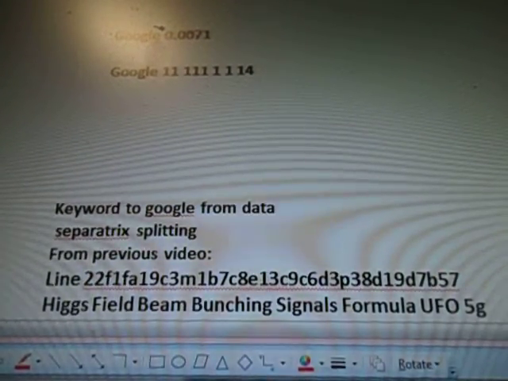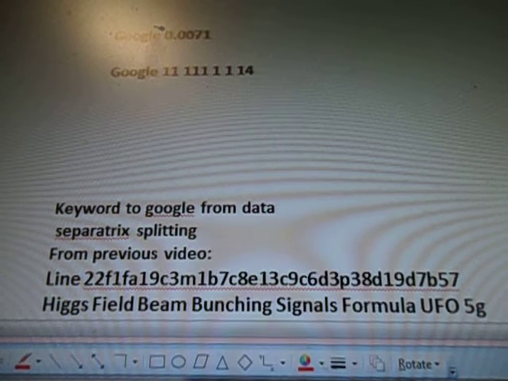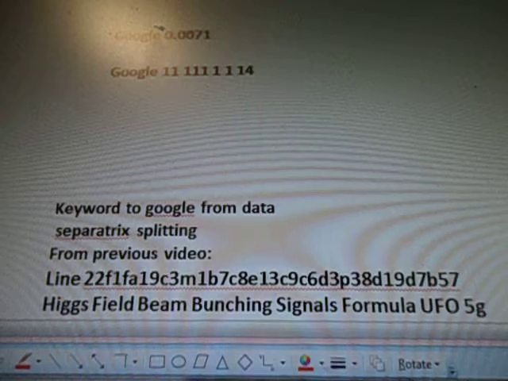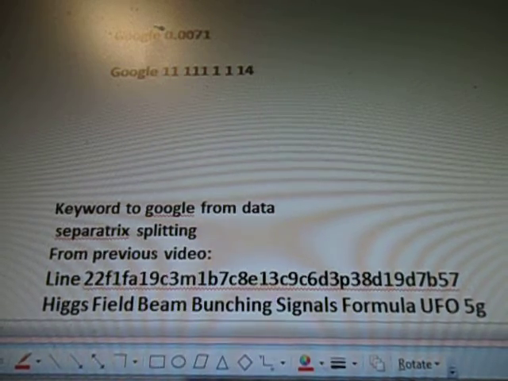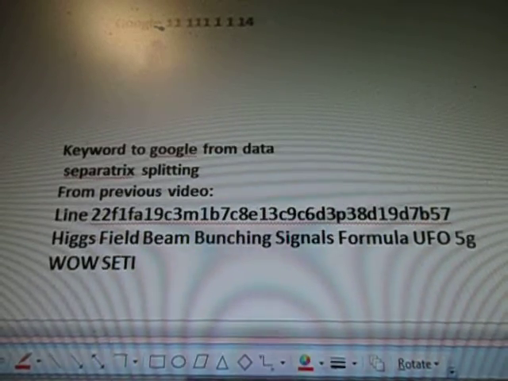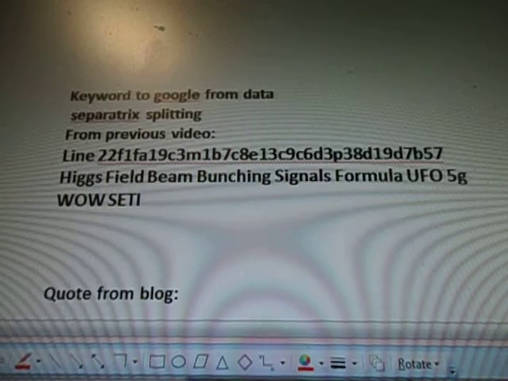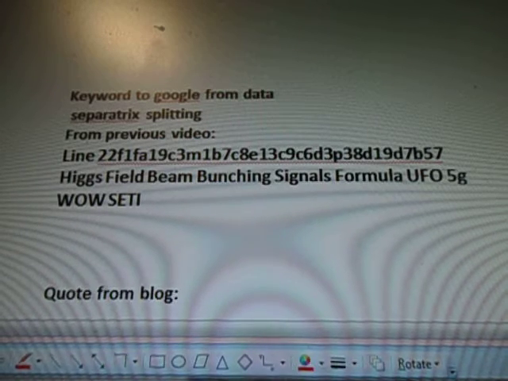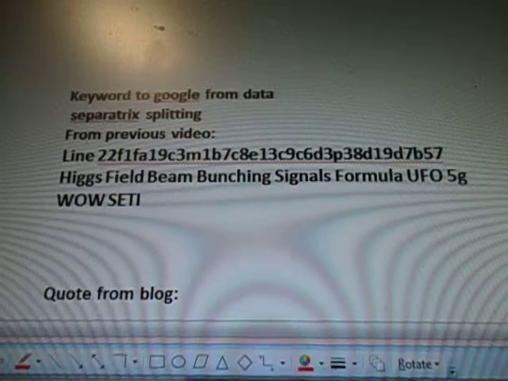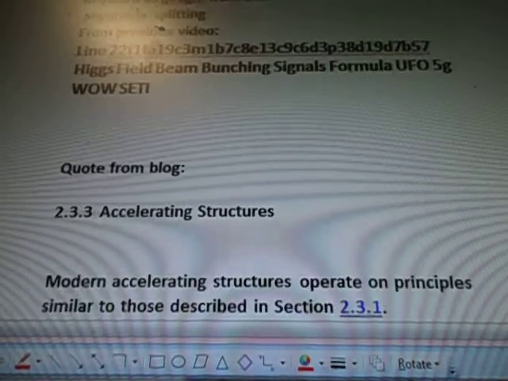And this is the transmission of electromagnetic waves, keyword research in the WOW data. It's from Separatrix splitting. There's a line of data there from 7b57. Higgs field beam bunching signals formula. UFO 5G Wow Seti. That's a long video. It's got a lot of really cool stuff in it though, so you want to take a look at it.